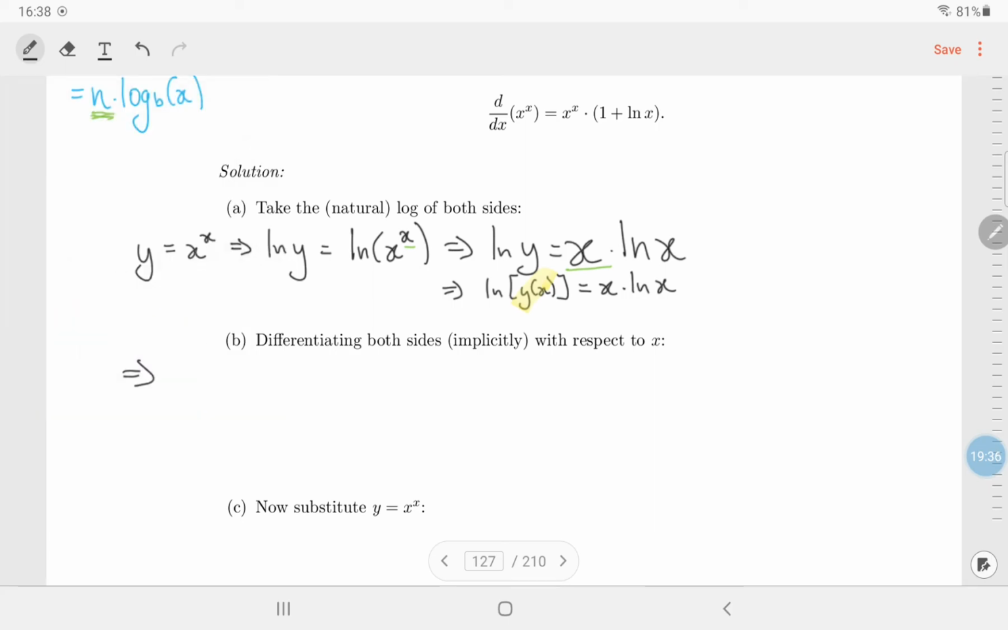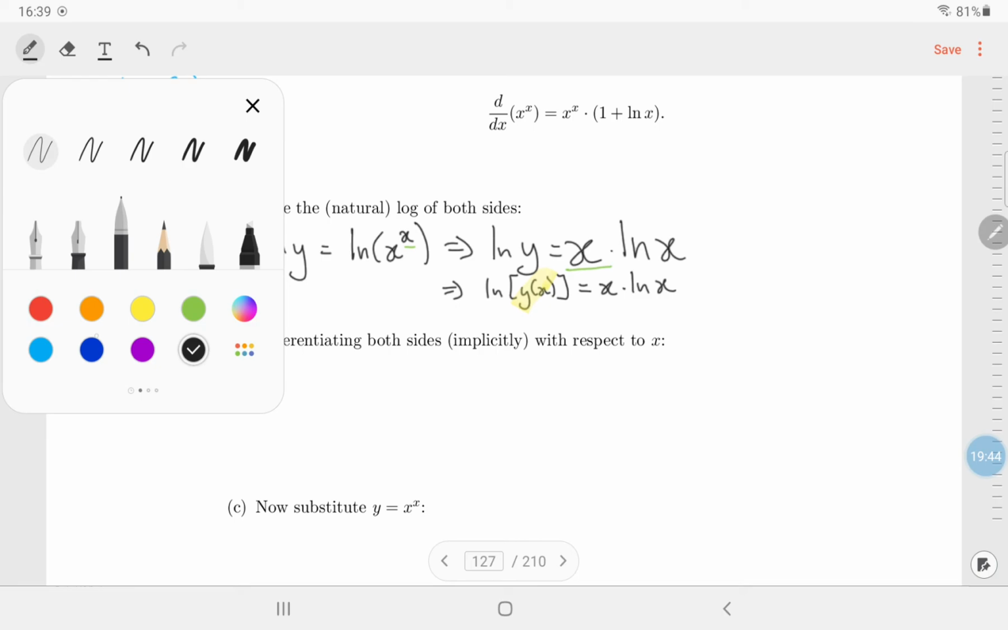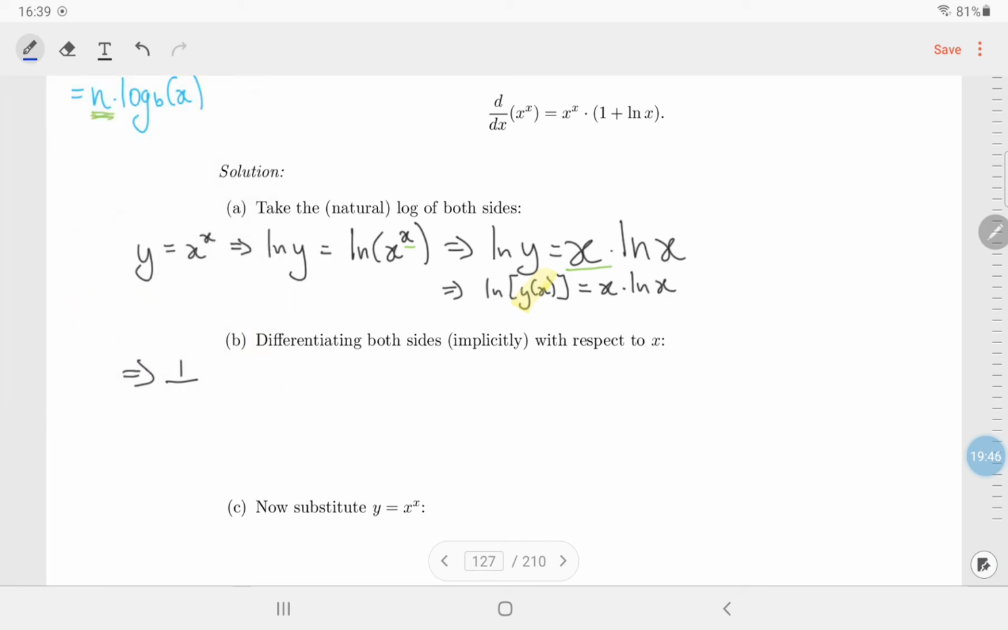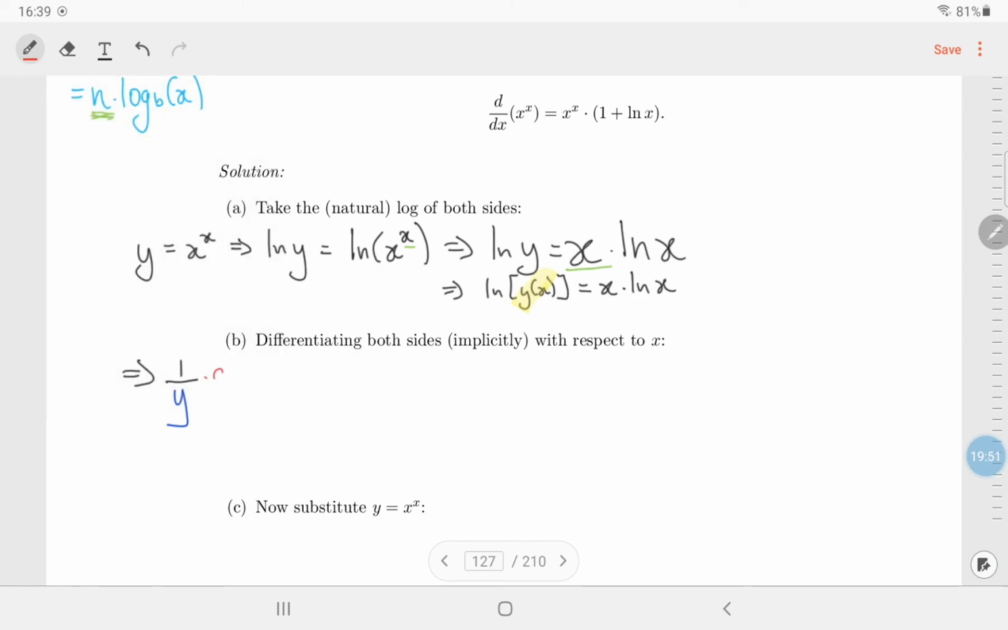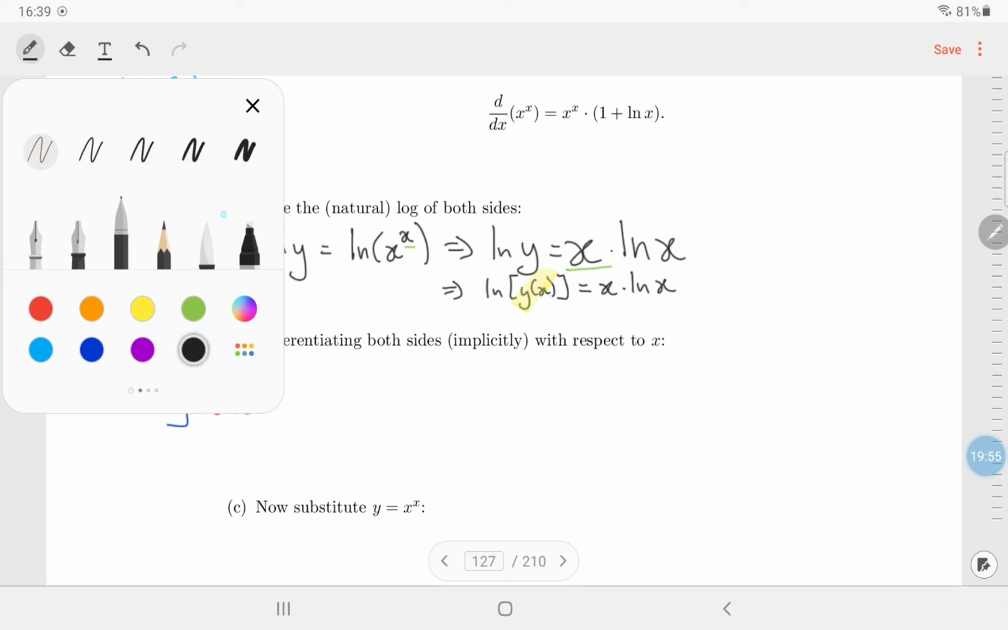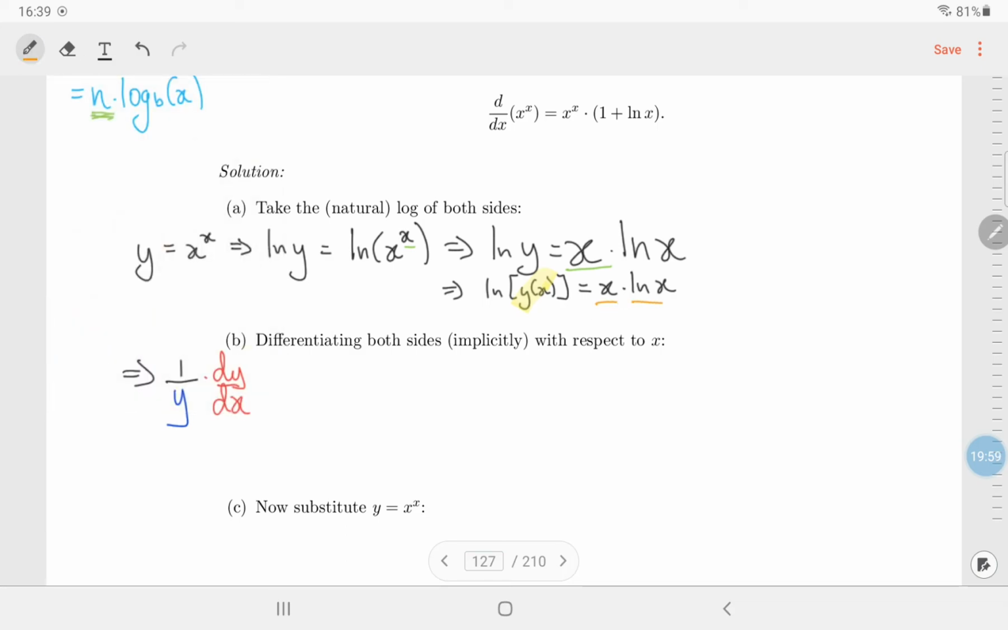And the chain rule says differentiate the outside function, and the derivative of log is 1 over. We just showed that in the last example. And the chain rule says evaluate at the inside. Well, the inside here is y, times the derivative of what's inside. Okay, and now we must differentiate the right-hand side, and it's x times log of x, so it's a product rule.